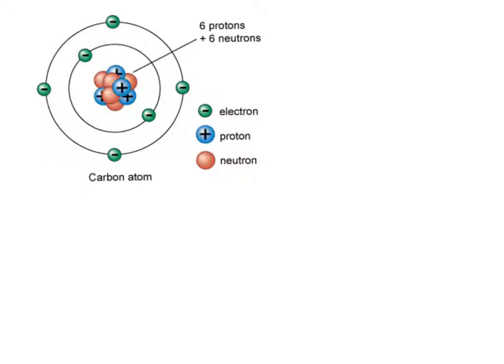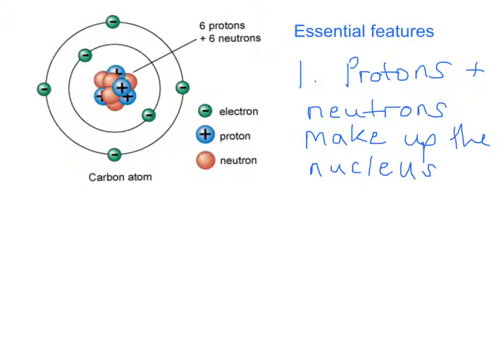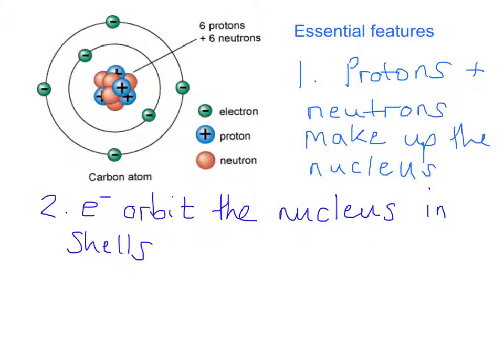You can see from the diagram that protons and neutrons are larger than electrons. However, this diagram misrepresents those actual sizes. Electrons are 1/2000th of the size of a proton or a neutron. The essential features of this model are as such. Firstly, protons and neutrons make up the nucleus, which is at the centre of the atom. Secondly, electrons, represented here by an E-, orbit the nucleus in shells.